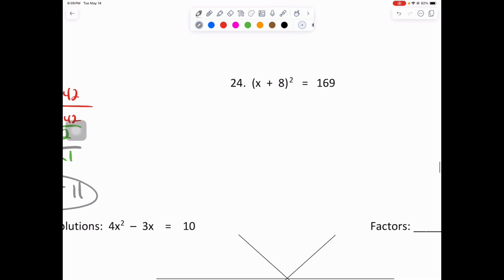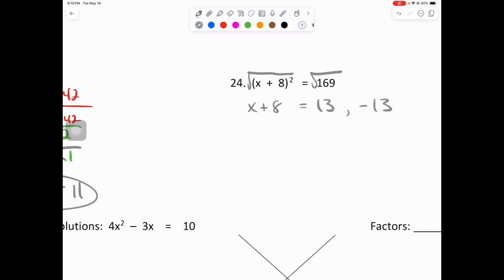For number 24, we have x plus 8 squared equals 169. We can simply go ahead and take the square root of both sides by adding the radical in there. We can pull that x plus 8 out directly. Equals the square root of 169, which is 13, or negative 13.